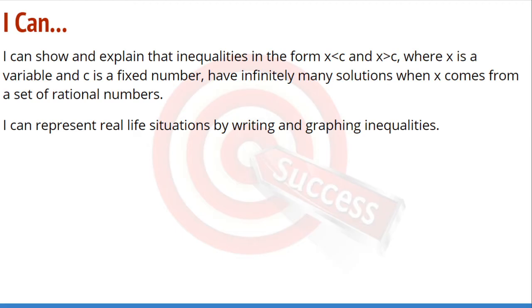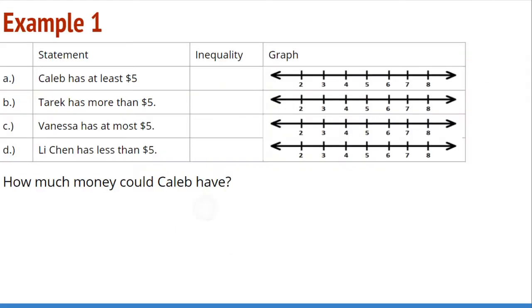I can show and explain that inequalities in the form x is less than c and x is greater than c, where x is a variable and c is a fixed number, have infinitely many solutions when x comes from a set of rational numbers. So if we are looking at rational numbers, all of the numbers that can be expressed as ratios, then these inequalities have infinite solutions. I can represent real-life situations by writing and graphing inequalities. Don't worry about this first I can statement. As we start to look at it, it will start to make more sense.